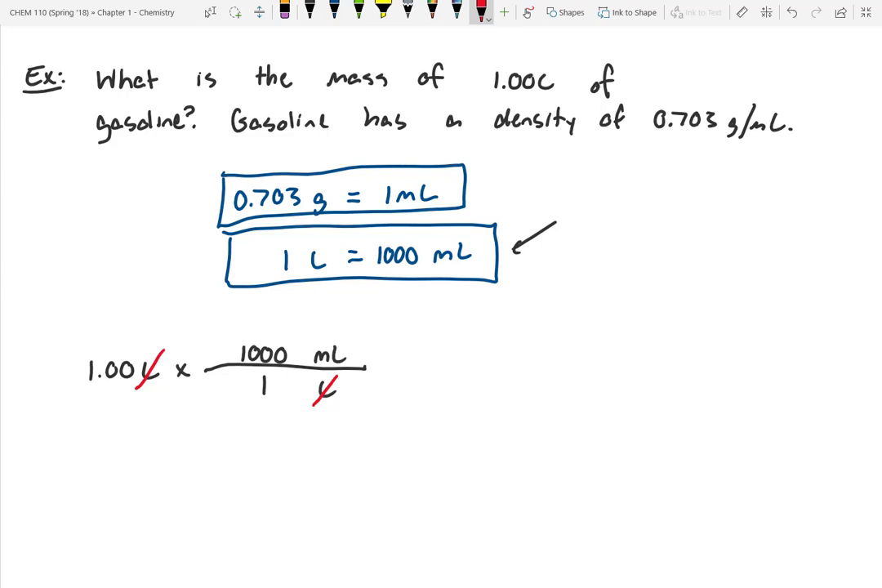All right, next up, we want to cancel out milliliters. And we want our final unit to be a mass unit, which we know is probably going to be grams. All right, and then we've got this gram to milliliter ratio. And we know that there's 0.703 grams in every 1 milliliter. So now we can go ahead and cancel out milliliters, milliliters, and be left with grams. Right? Looks good to me. Go ahead and plug this in your calculator. Does anybody want to help me out with this?